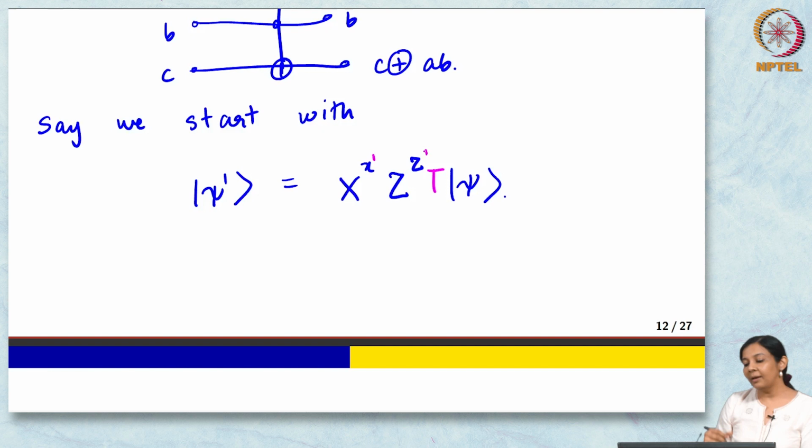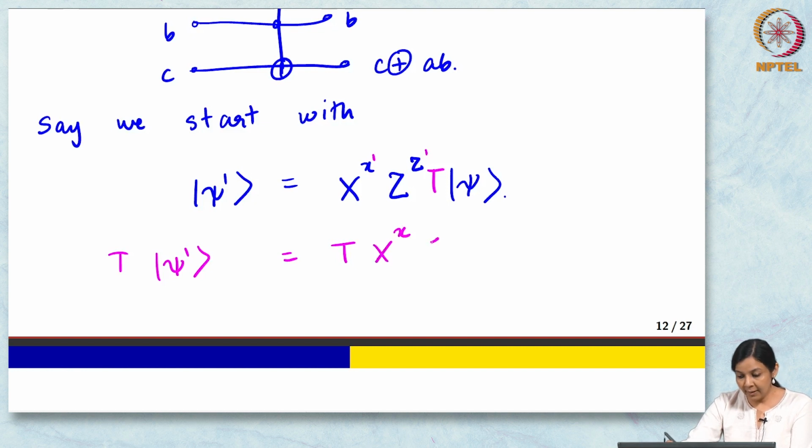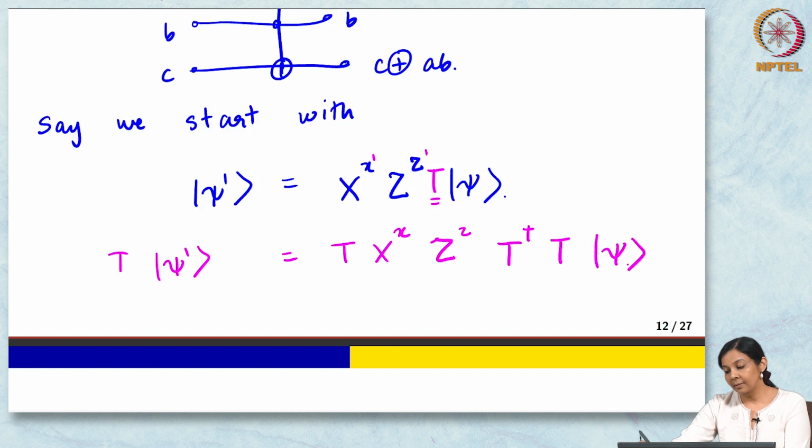And what happens if I simply do the obvious thing? So what is the most obvious thing I can try? Apply T to psi prime, which I have, right. So let me try that. If I do T of psi prime, what do I get? So I get T X to the x, Z to the z, and because I want T over here, let me just do T dagger T, right. So that is identity. So I can always write that.